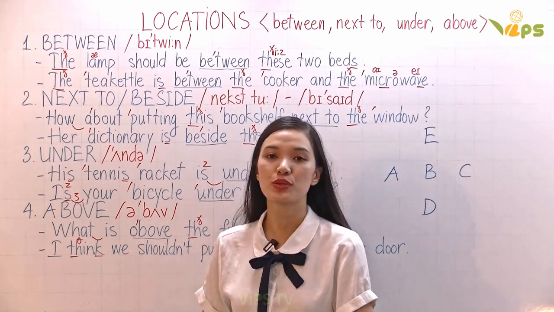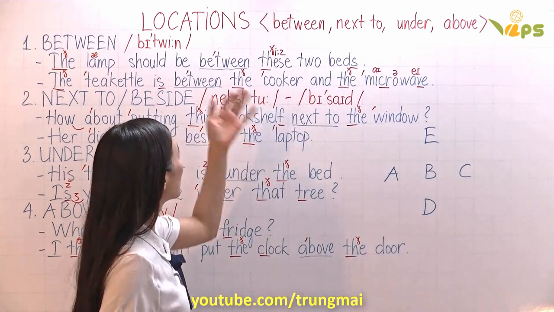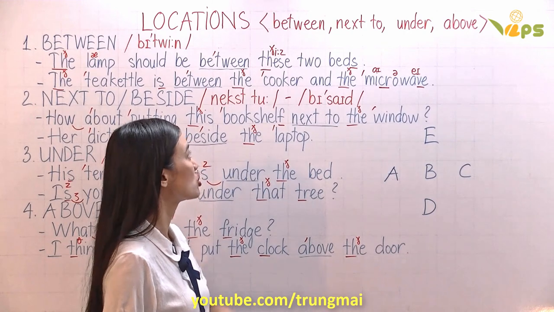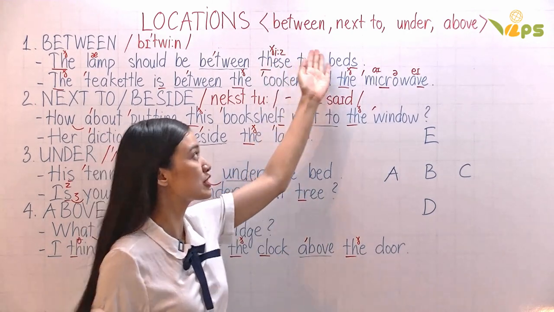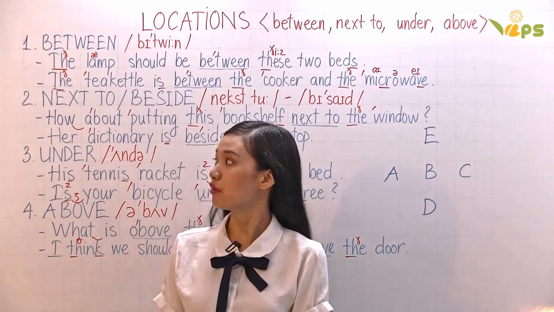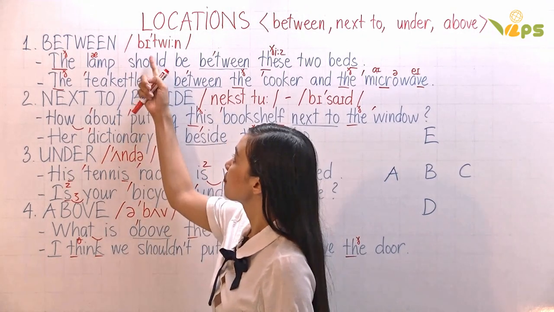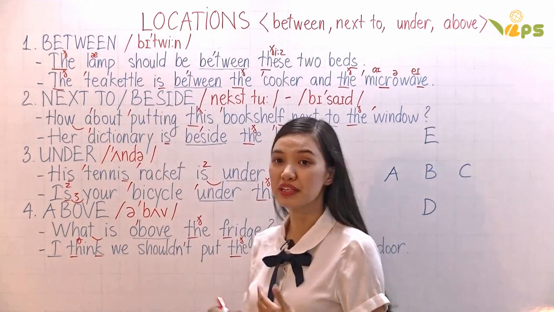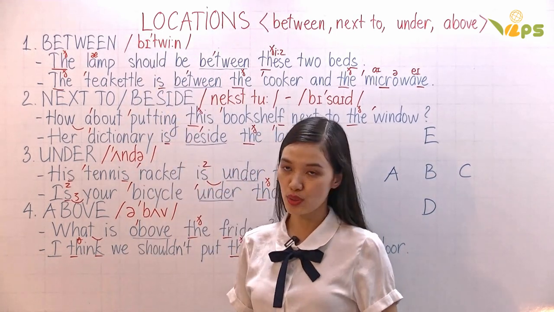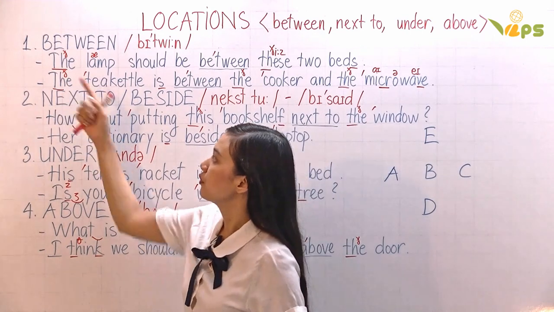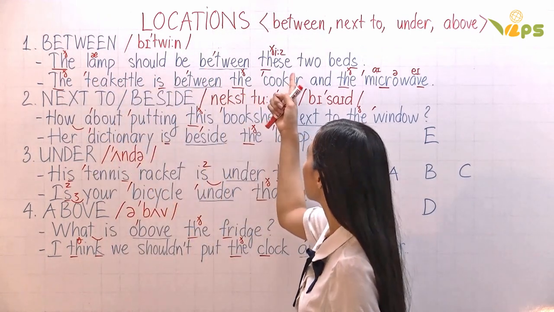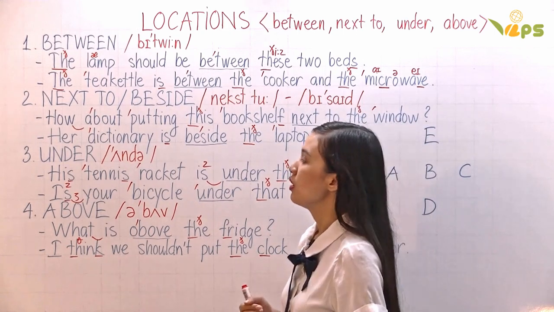Today we're going to study about locations. The location of something with prepositions: between, next to, under, and above. Okay? Now, number one, between. Don't say between, okay? Between. Now, the lamp should be between these two beds.